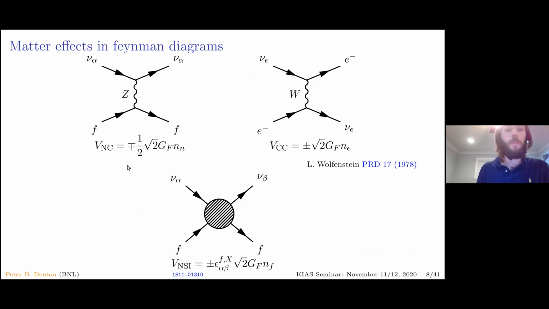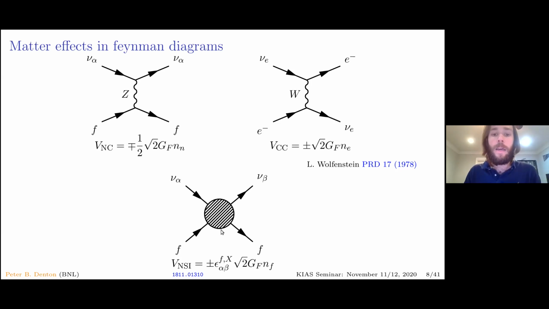So just a brief reminder of what these Feynman diagrams look like. These top two are the standard model. The left one is the neutral current term where all flavors couple the same to all the fermions. And for regular 3-flavor oscillations, this has no impact because it affects all the flavors equally. But this electron one does have an impact via the charged current diagram with electrons in every material, because of course muons and taus are not in material.